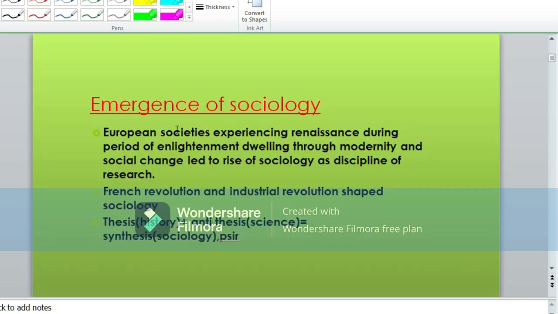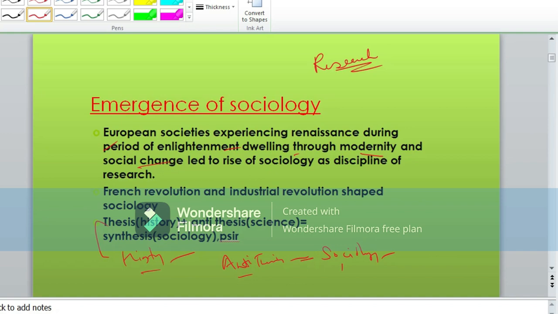So sociology emerges from the experience of the Renaissance, as I explained, the period of Enlightenment, through modernity and social changes taking place in European society, and it emerges as a discipline of research. Okay, so the thesis was history, the antithesis becomes science, and it leads to the synthesis of sociology. It was a Hegelian dialectic.